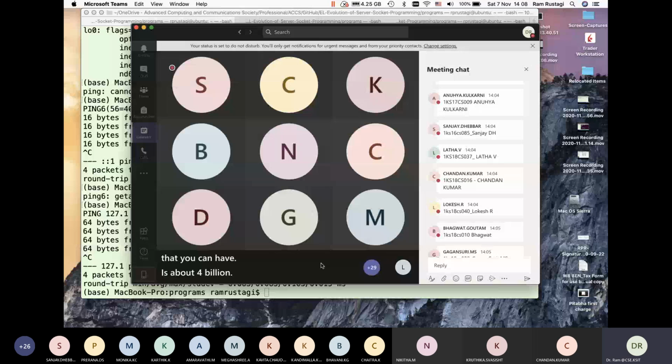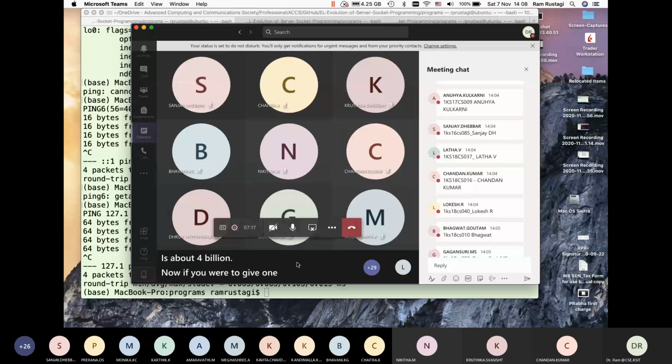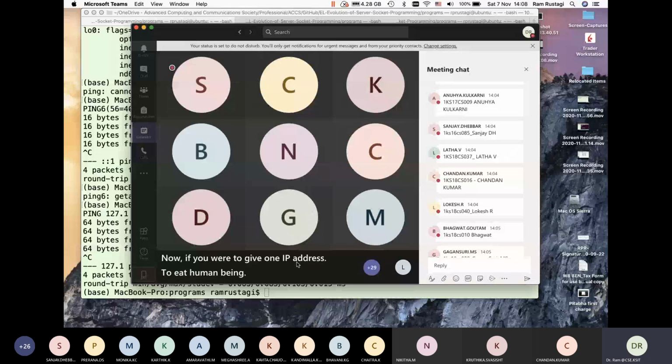Now, if you were to give one IP address to each human being, would that be good enough? Will we be able to meet the requirement? Let's suppose to each human being we give one unique IP address. Will we meet the requirement?